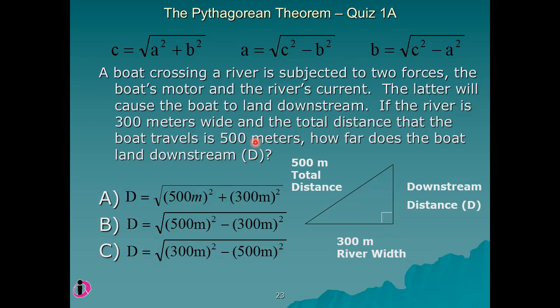Because the boat's motor tries to cross the river, but the river current tries to move the boat towards the current flowing, right, in that direction. The latter will cause the boat to land downstream. If the river is 300 meters wide, the total distance the boat travels is 500 meters, because it cannot actually cross directly. It has to go like this.